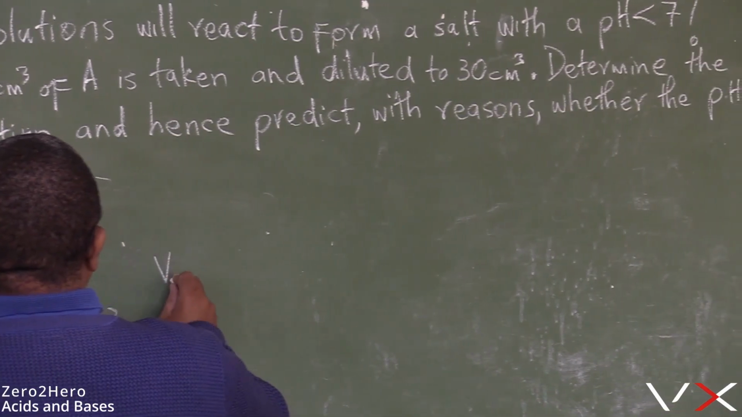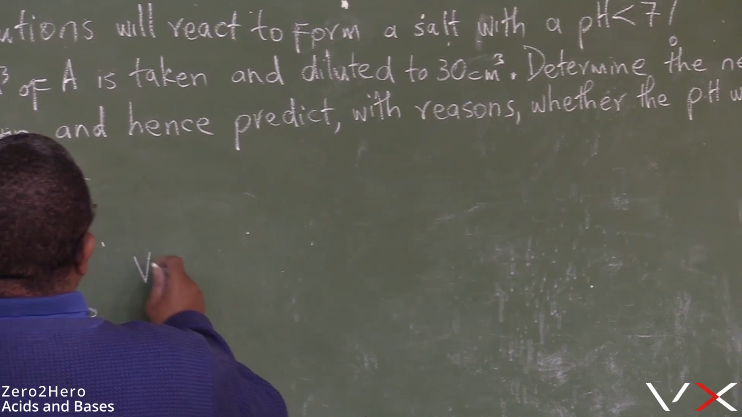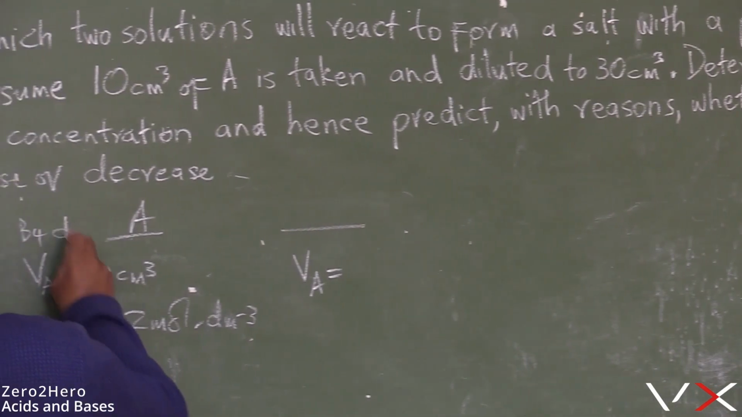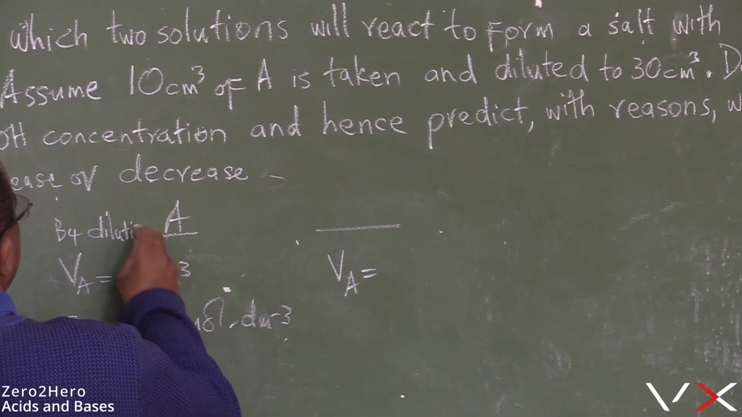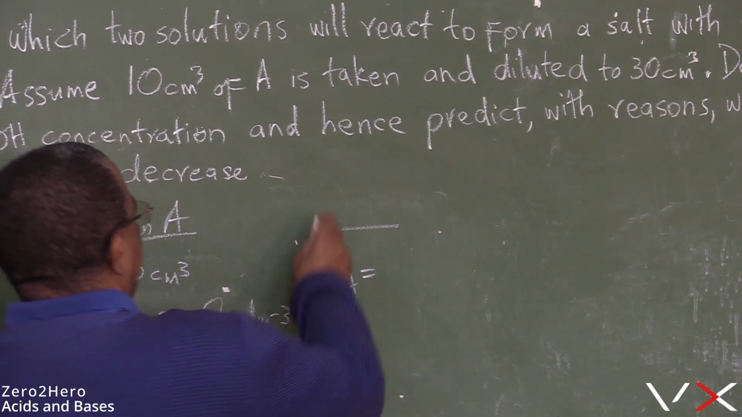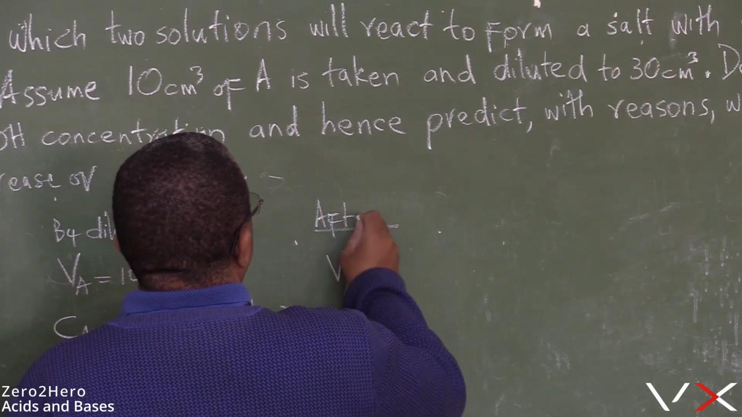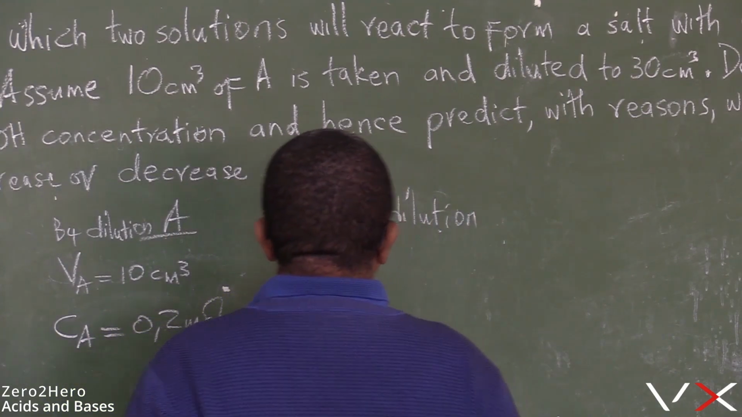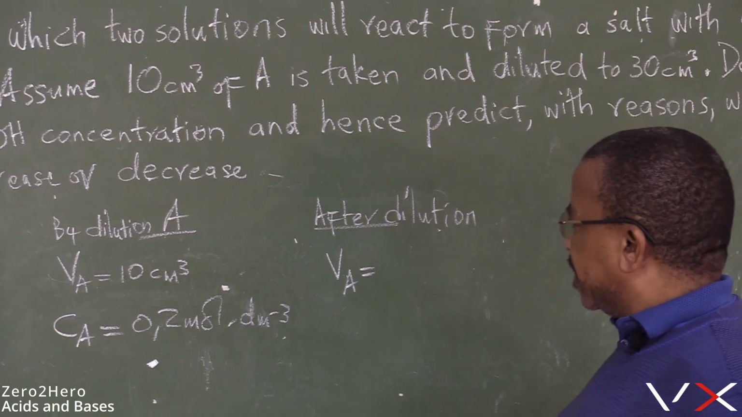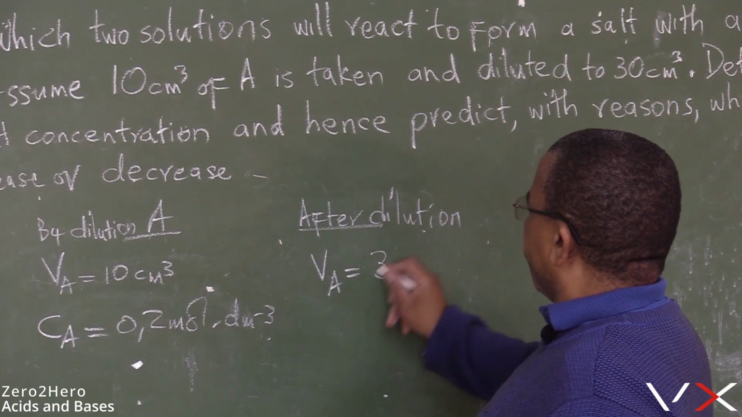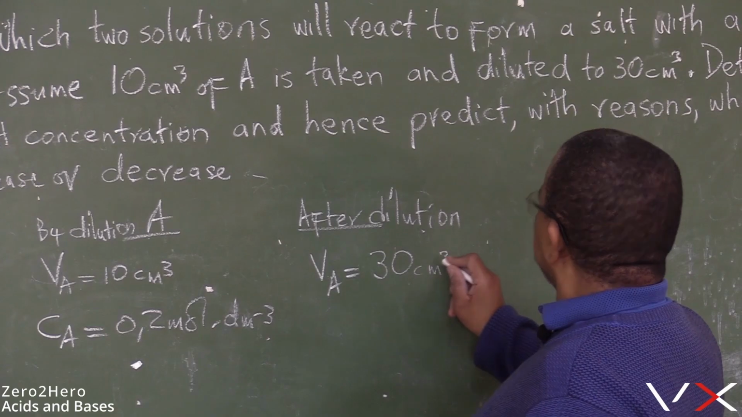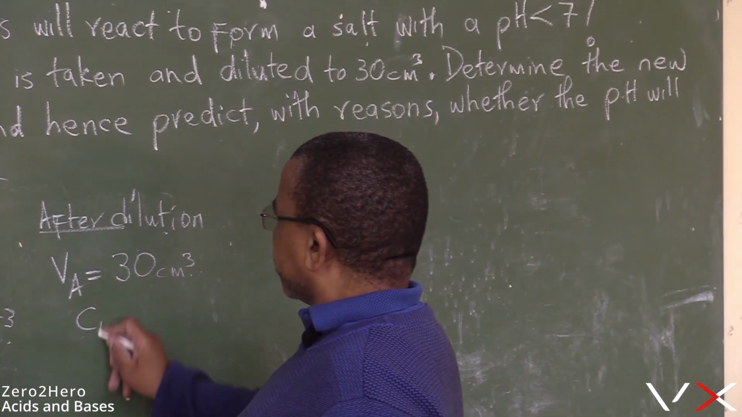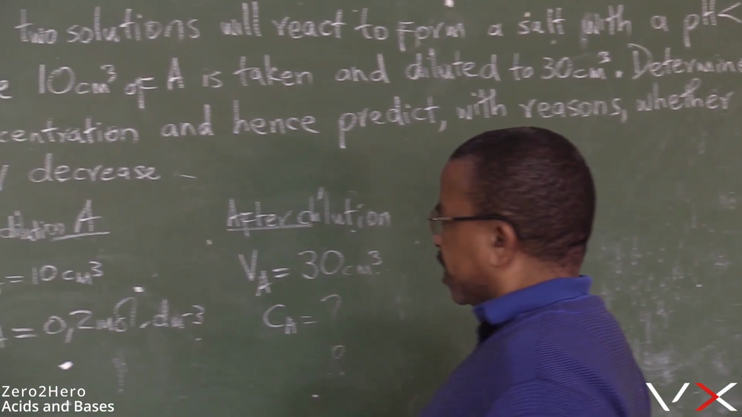Then now we say VA before dilution, and then what about after dilution? After dilution, it is diluted by adding water, and the volume becomes 30 cubic centimeter. Determine the new sodium hydroxide concentration. What will be the new concentration?